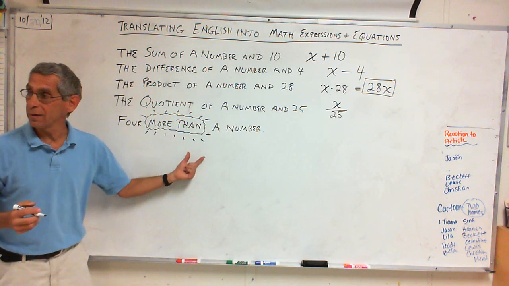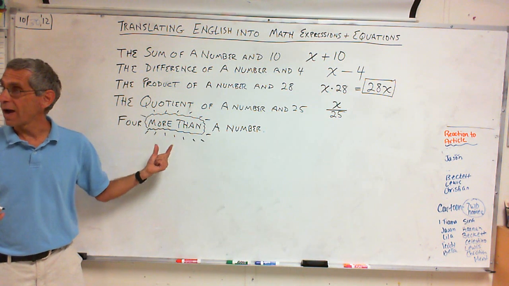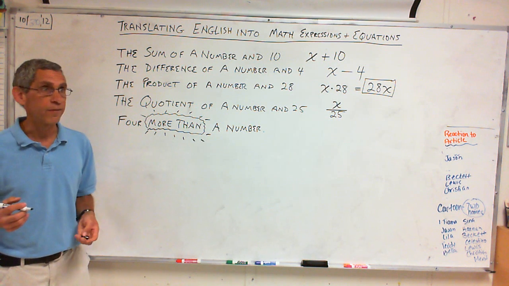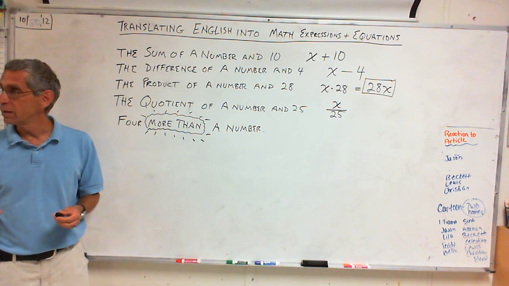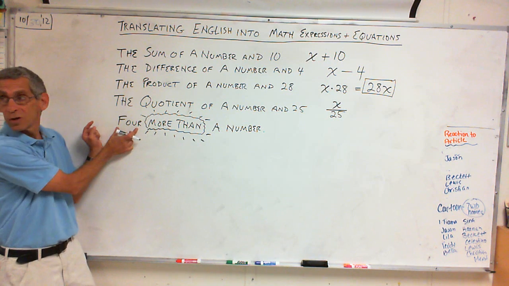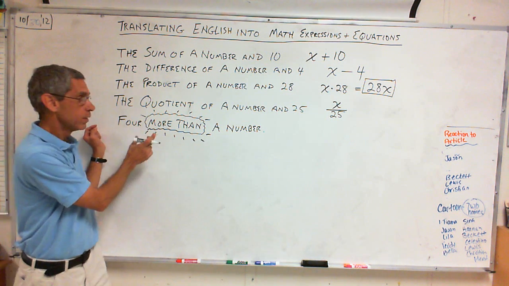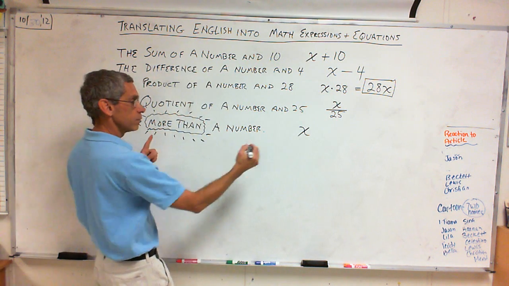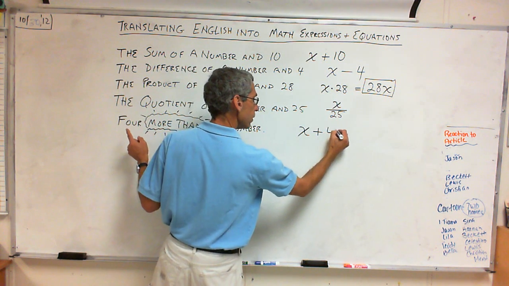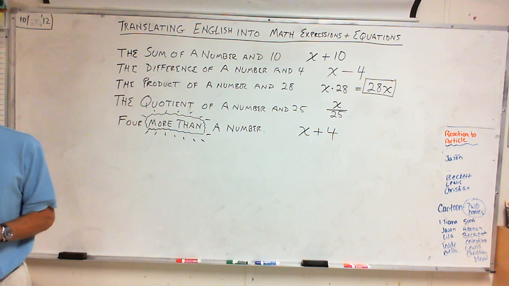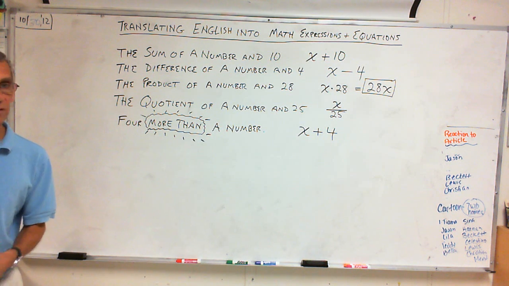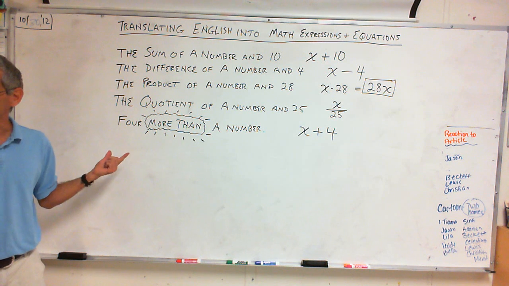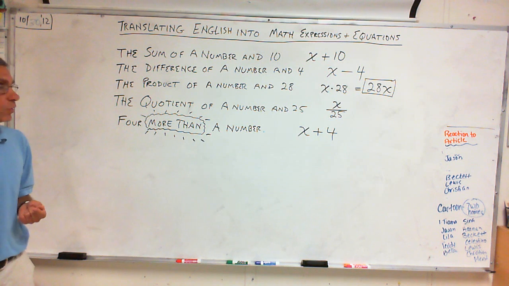Whenever you see more than, less than, higher than, lower than, greater than, smaller than, faster than, slower than, you always put this number last. Okay? So think about it. It's going to be x plus, because more than, 4. Now, most of you will forget this. I'll just tell you, just from experience. If you don't forget this, you will save yourself a lot of grief later when you're doing word problems.